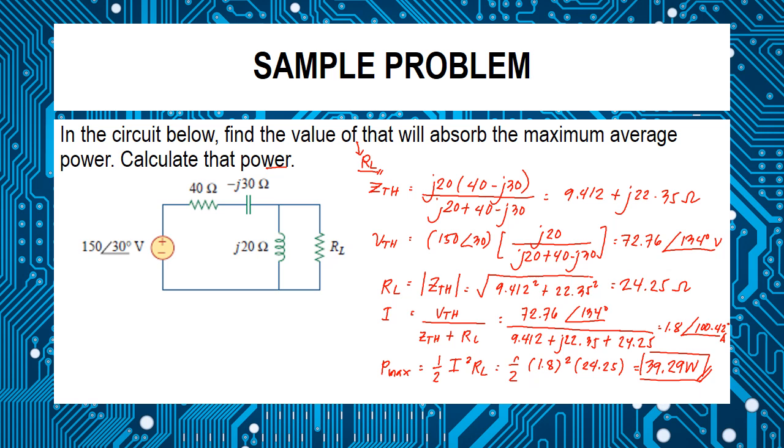So for the maximum average power, let's calculate the power. Power is equal to 1 half I squared RL. So 1 half times our I, which is 1.8, squared, and then RL is 24.25. So this will be equal to 39.29 watts.